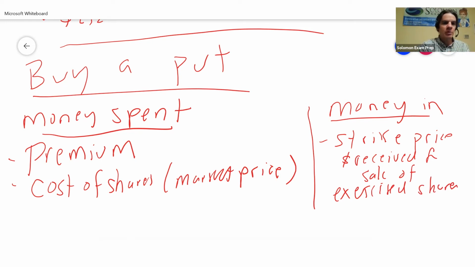So the money spent or the money out is going to be the premium and what it cost them to purchase those securities at the underlying market price. The money in is going to be the money they receive when they put those shares to or sell them to the option seller, who is obligated to buy them.